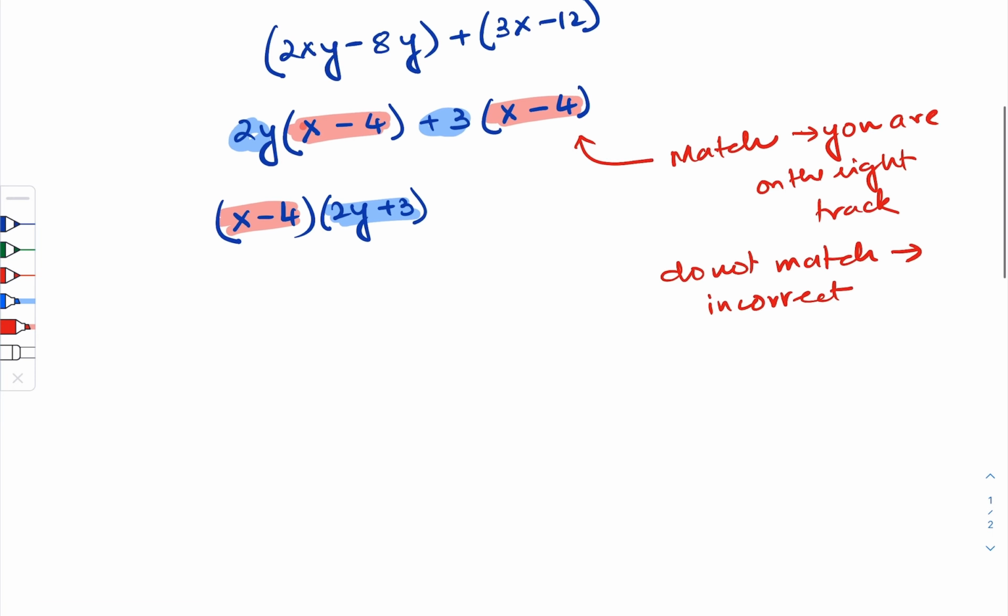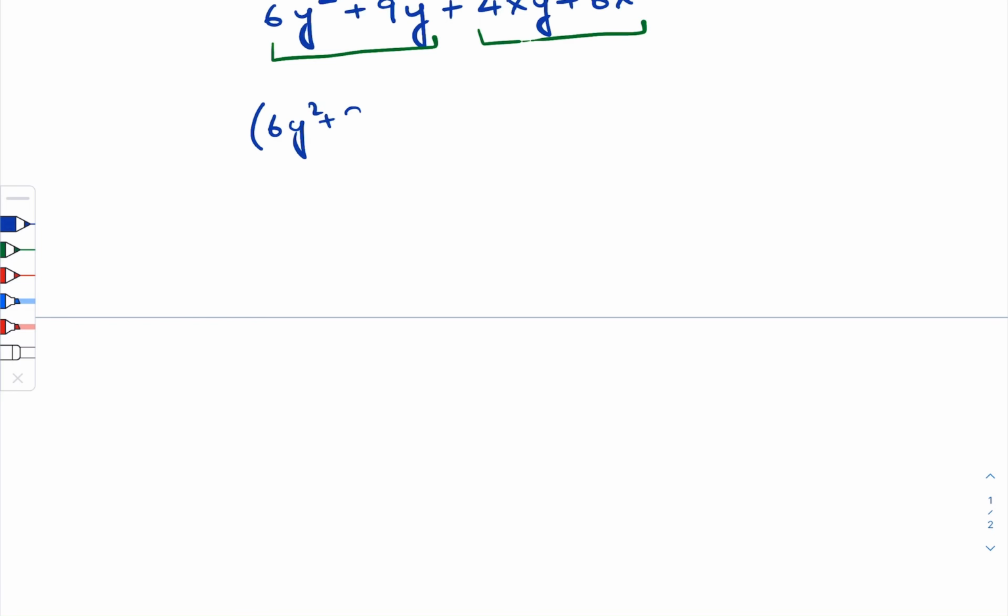Okay, let's do another one. I recommend you pause the video and try to do it yourself, and then unpause the video and take a look at the solution. So 6y squared plus 9y plus 4xy plus 6x. Go ahead and pause, and then you can take a look at the solution once you give it a shot. All right, the way you want to solve this, again, is to split them in pairs. I'm going to put a parenthesis around the first two, then a parenthesis around the second two.